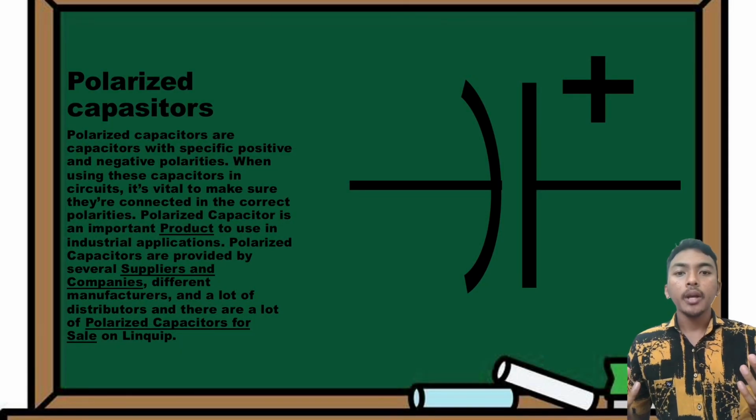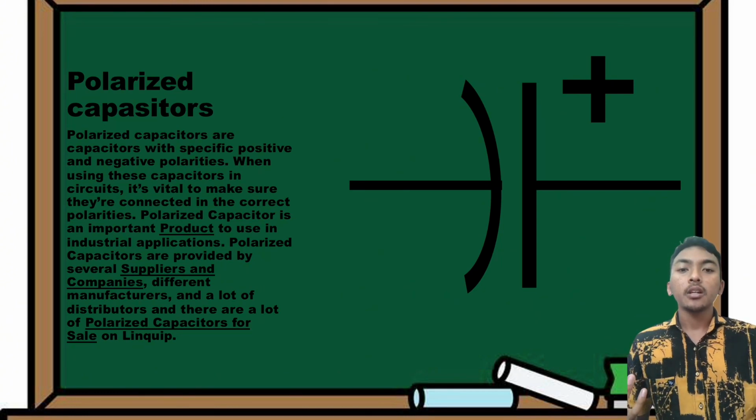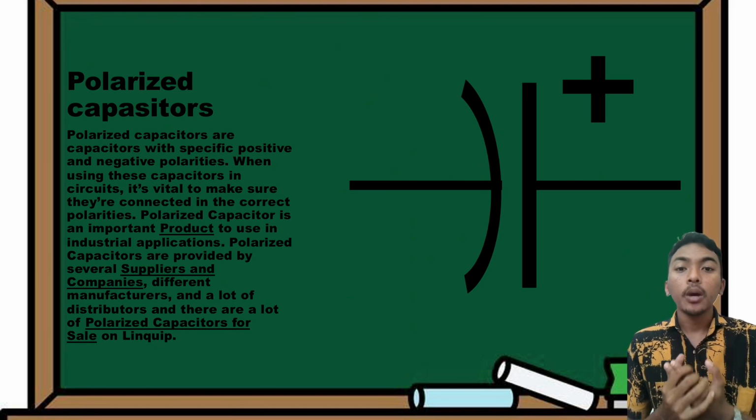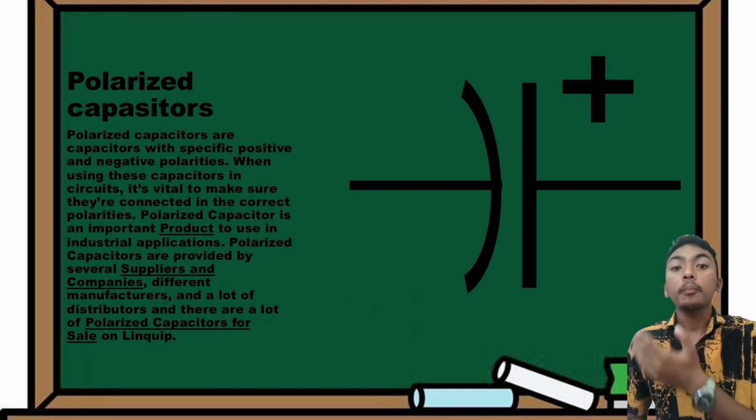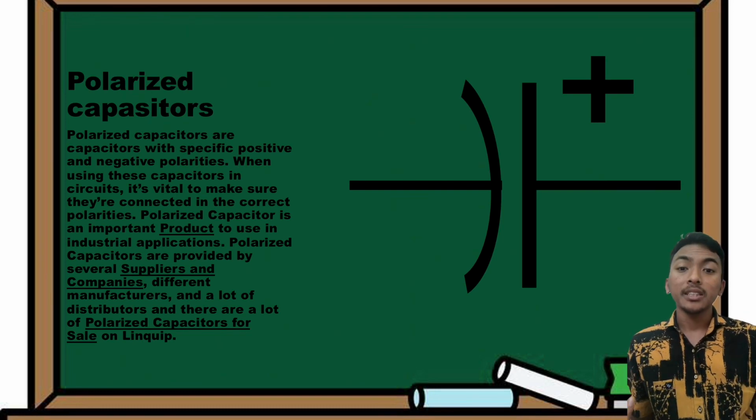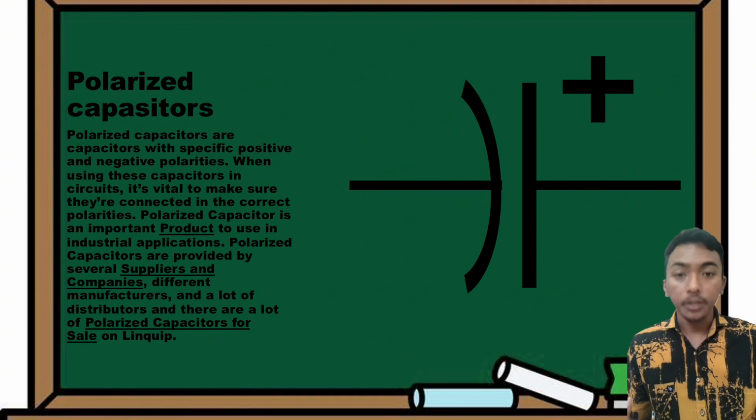Okay, the next component is polarized capacitors. Polarized capacitors are capacitors with specific positive and negative polarities. When using these capacitors in circuits, it is vital to make sure they are connected with the correct polarities. Polarized capacitors are important products to use in industrial applications.